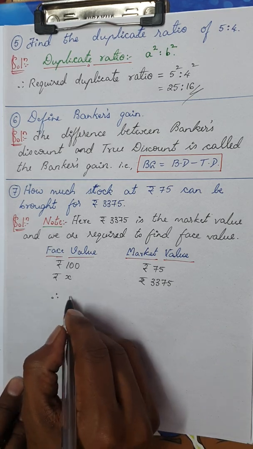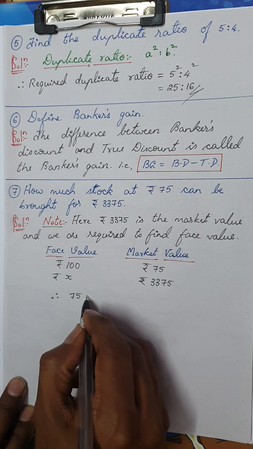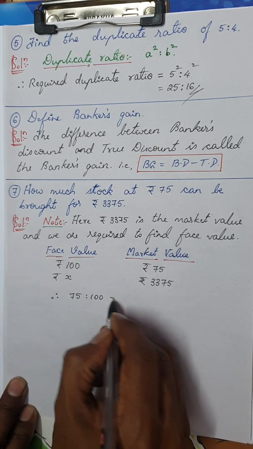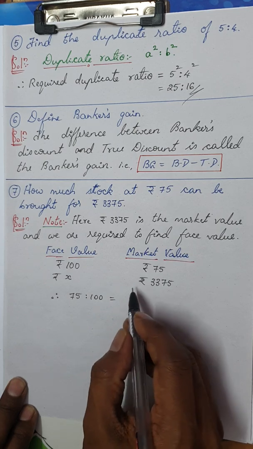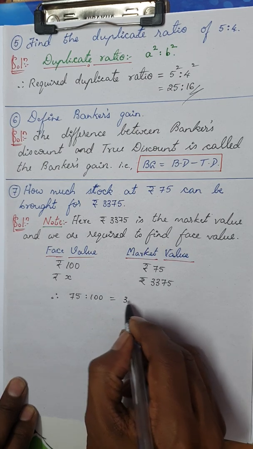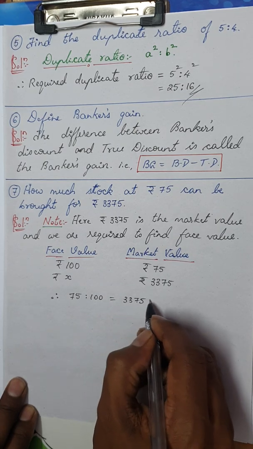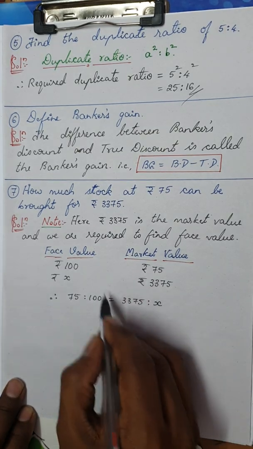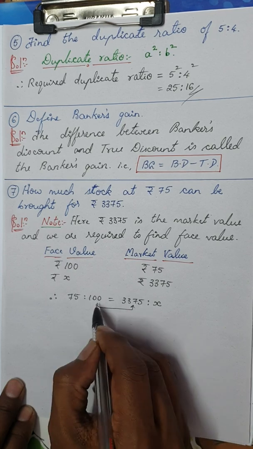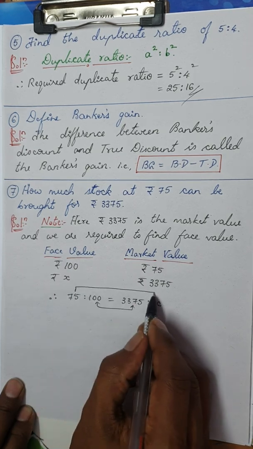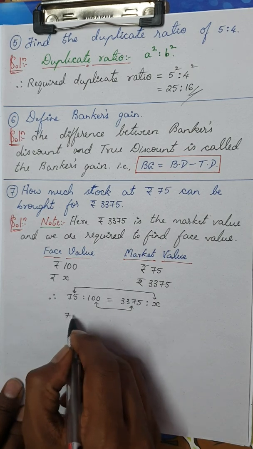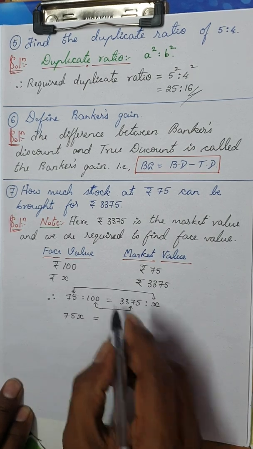So how do you model it? Therefore you can take this as, for 75 market value, its face value is 100. This is equal to, for market value 3,375, its face value is unknown. So we have taken it as a proportion. Product of means is equal to product of extremes. So I can take 75 into x, which is nothing but 75x.